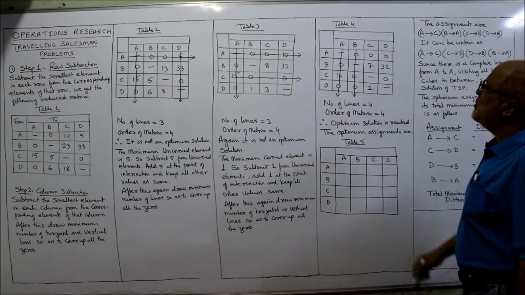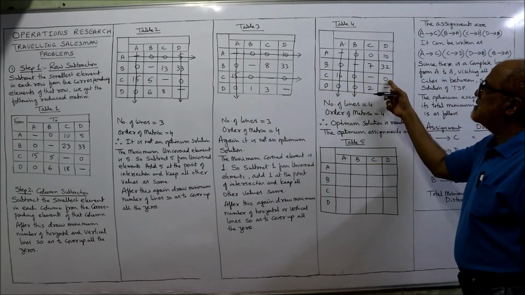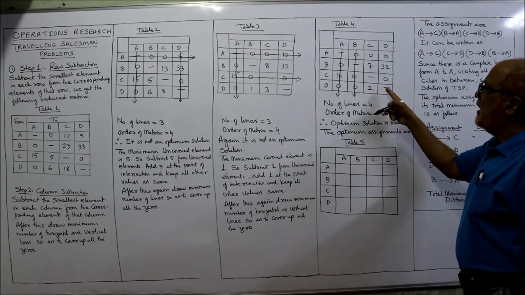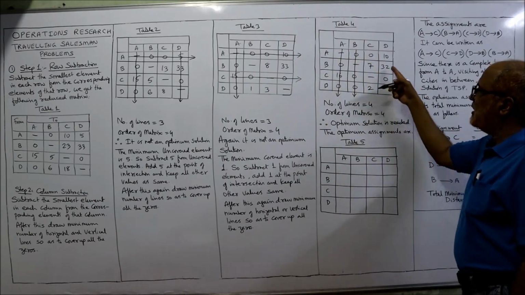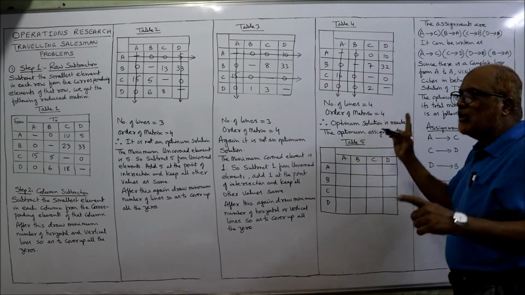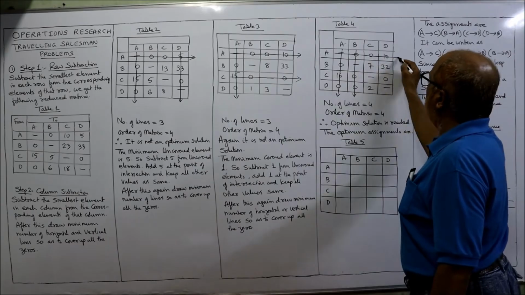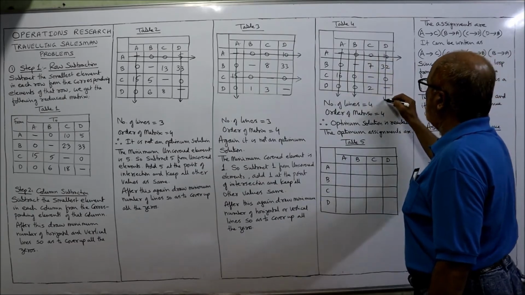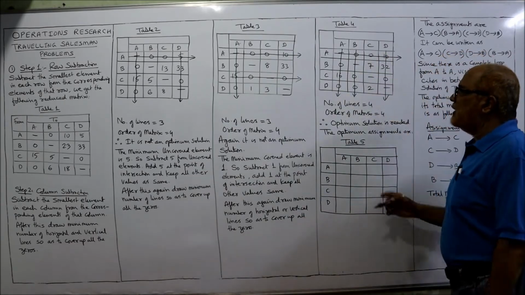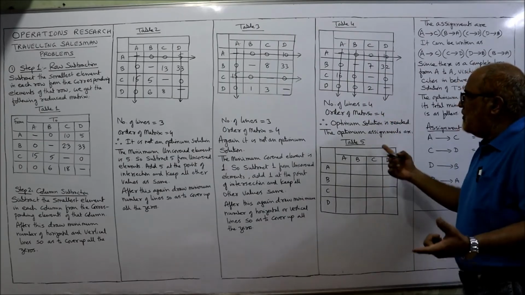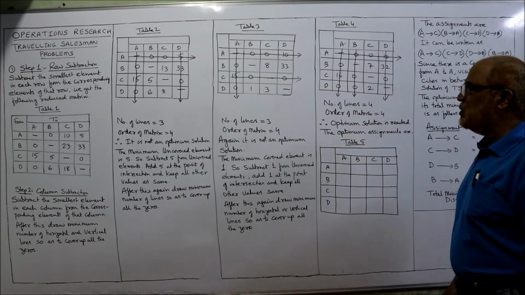Now remaining 2 zeros are left at 2 different places. So we can cover up this 0 either horizontally or vertically, and this 0 also either vertically or horizontally. We cannot cover up both the zeros in one line. 2 separate lines are required. I am covering up like this and like this. Anyway you can draw. So totally how many lines we got? 4 lines. Order of the matrix 4. So we got the optimum solution.